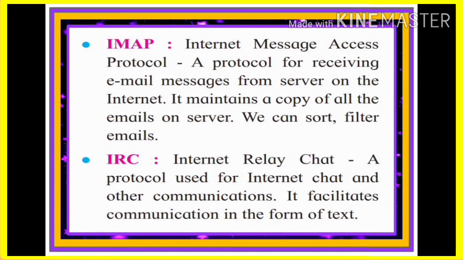Next protocol is IMAP, Internet Message Access Protocol, a protocol for receiving email messages from the server on the internet. It maintains a copy of all the emails on the server. We can sort, filter or store the emails. So IMAP is specially used for receiving email messages from the server on the internet. Next protocol is IRC, Internet Relay Chat, a protocol used for internet chat and other communications. It facilitates communication in the form of text. So for chatting purpose, Internet Relay Chat is used.